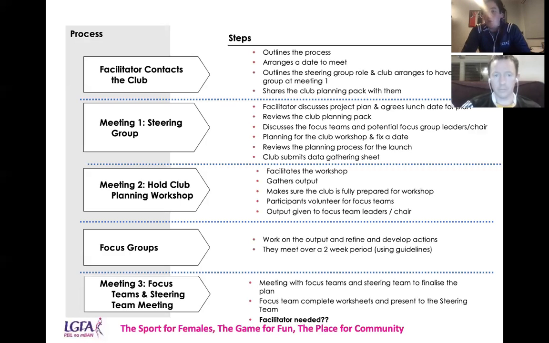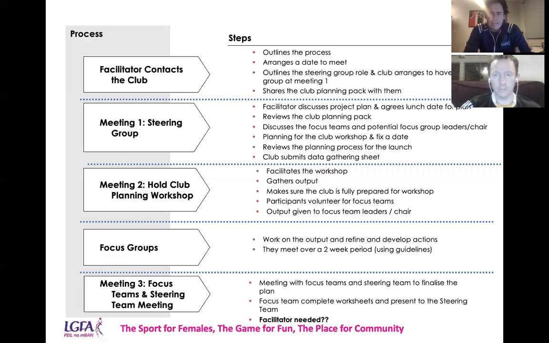So really the steering group will then go and meet with our focus groups, and you'd hope you'd meet them in the next week or so after you do your club plan and workshop, just so everything's fresh in the head. And you'd want to work on what was discussed at the club workshop, and as I say, flesh it out a bit more, develop actions. So, if we said we want to field, again, going back to that one, field it at all age levels, well, how are we going to do that?